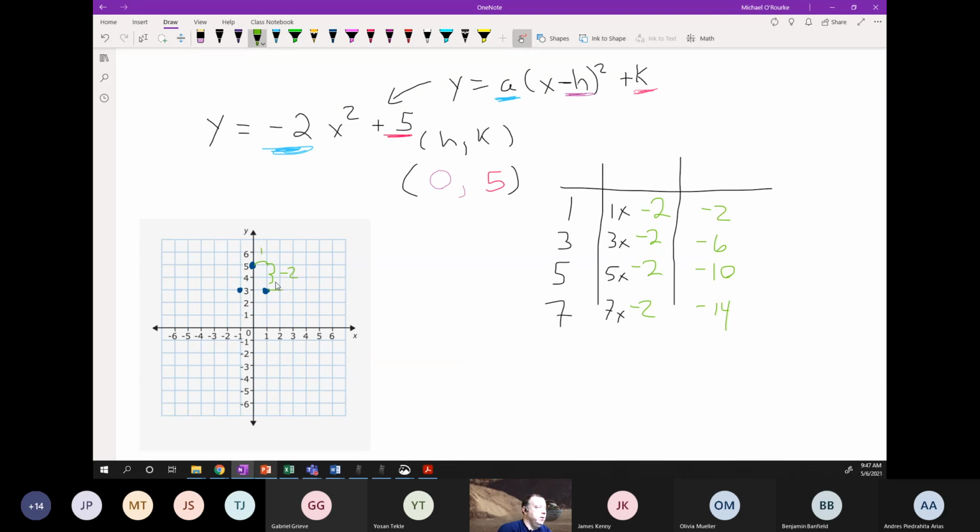My next pattern is -6, so I'm going to go over 1 and down 6. 1, 2, 3, 4, 5, 6. And put my dot right there. Now I can't make another dot because I'm going to run out of space. So I smoothly connect these dots, not like I'm a person having a seizure, like it always looks like. And boom. Okay.